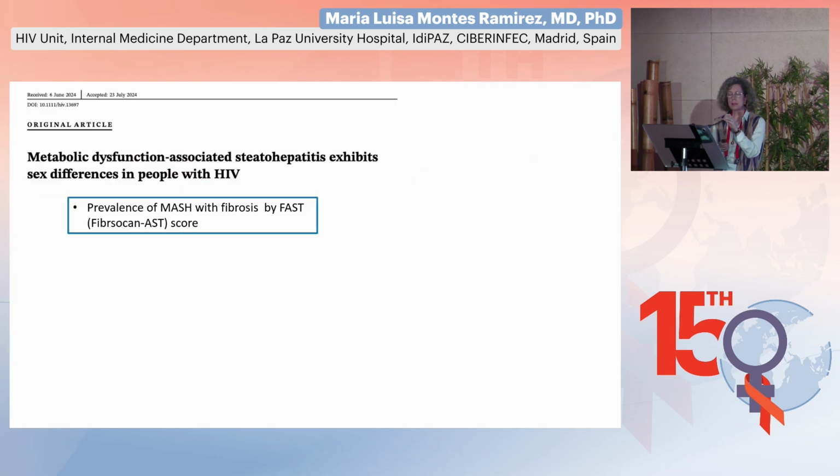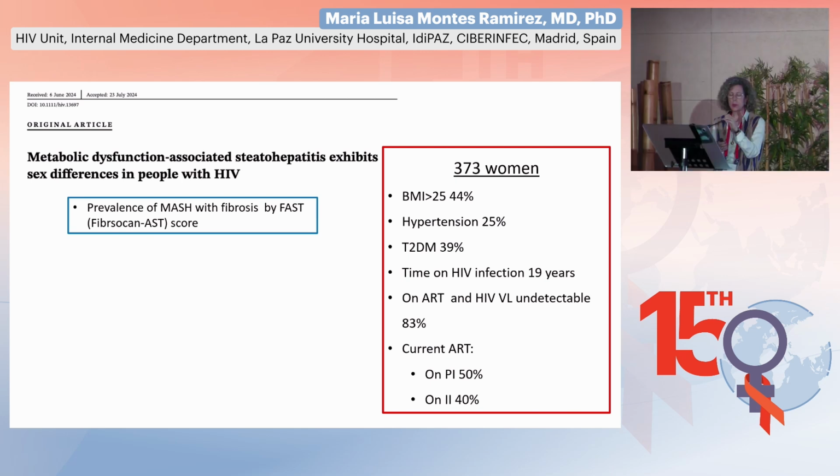Last year, Sebastiani et al. explored the metabolic dysfunction-associated steatohepatitis in people with HIV. They studied 373 women with these clinical characteristics. They estimated the prevalence of MASH by FAST score, which is calculated with the measurement of steatosis and fibrosis by transient elastography and the level of AST.